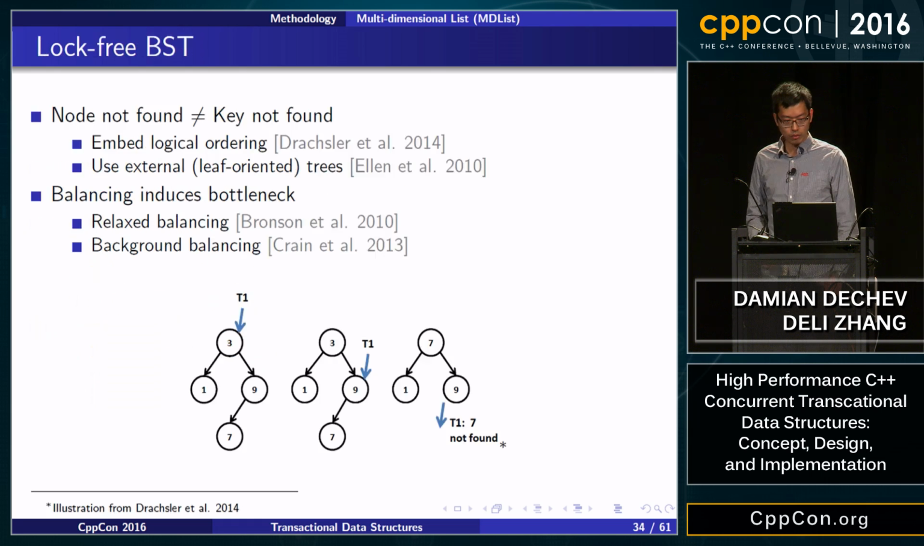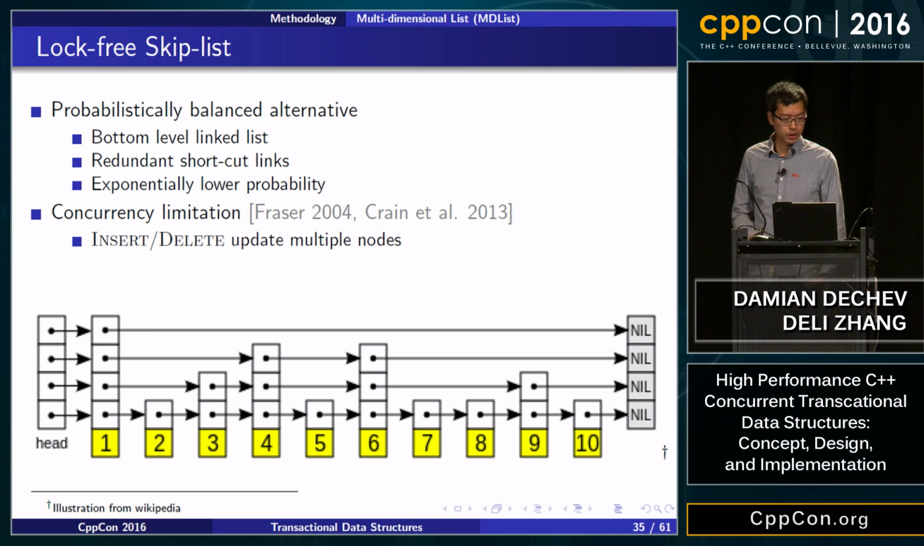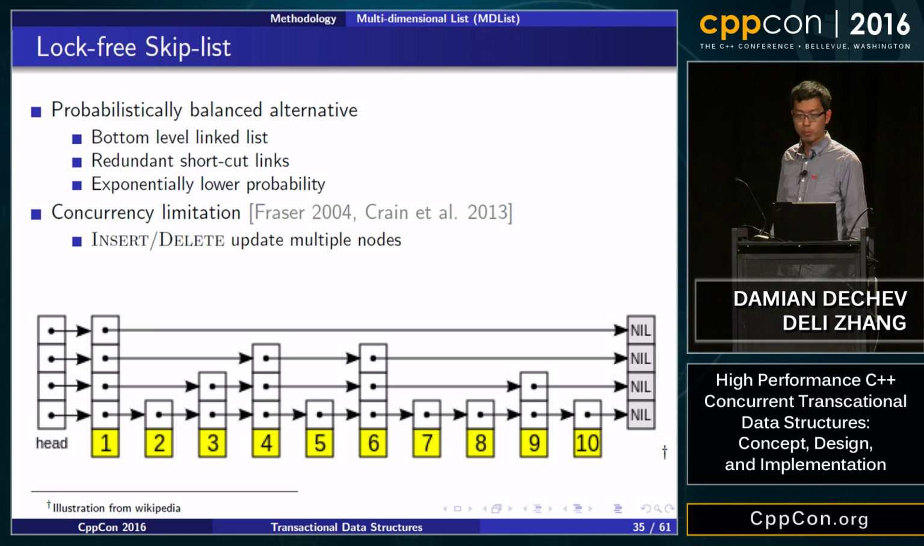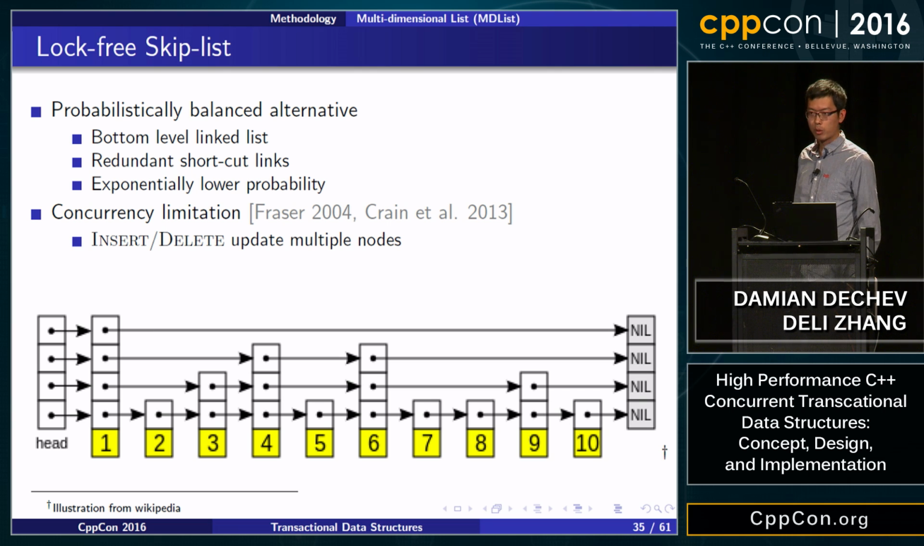So a better candidate for building concurrent maps is the Skiplist, which is a probabilistically balanced alternative to the BST. A Skiplist contains nodes with multiple links. At the very bottom, the nodes form a linked list, and the upper level links are created with exponentially lower probability so that they guarantee logarithmic search time. The upper level links are actually redundant shortcut links into distant nodes.